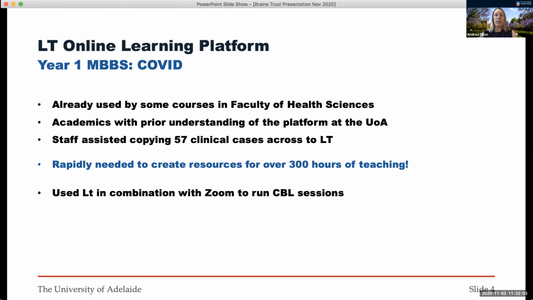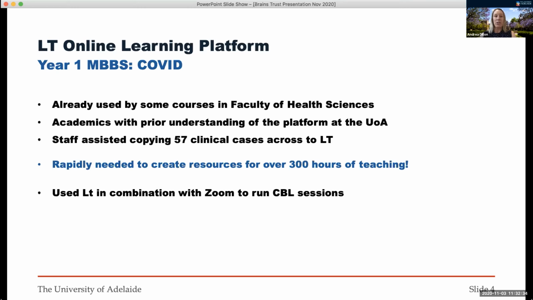So the advantage for us was that there were already some courses in the Faculty of Health Sciences that were using LT, so there was experience around to help us. So it was a huge undertaking. There were 57 clinical cases that we had to copy into LT, and that's for 57 cases, but 3 to 4 sessions per week. So it was well over 300 hours of teaching that we had to really rapidly try and get online. And really, to be honest, we were only ever a couple of sessions ahead across the whole year. So it's a great relief that the teaching has finally finished.